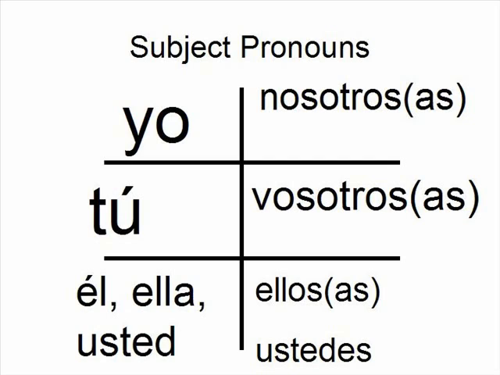All right, then there's vosotros or vosotras, same rule as nosotros. For y'all, of course, vosotros is y'all. Ellos is they. And ellas again, same rule as vosotros and nosotros. And ustedes is polite y'all. Okay? Now, let's go into the verb ser.